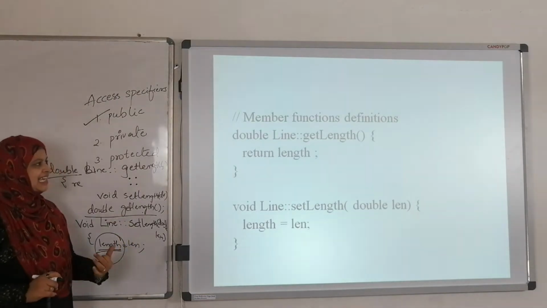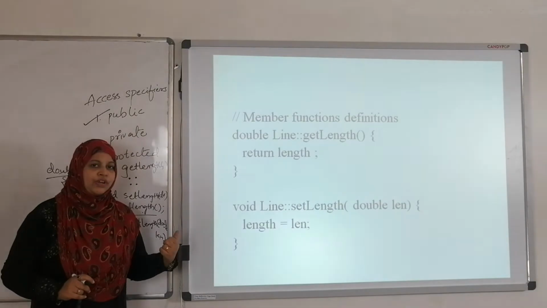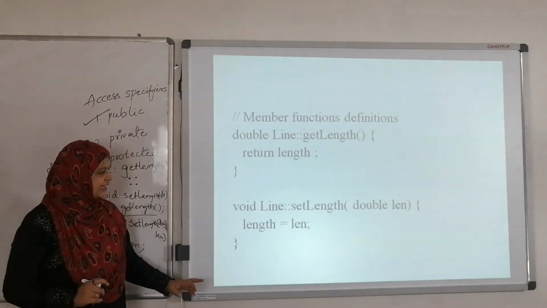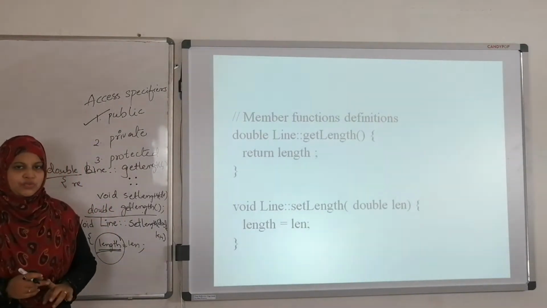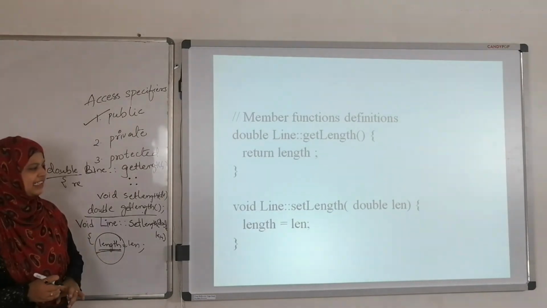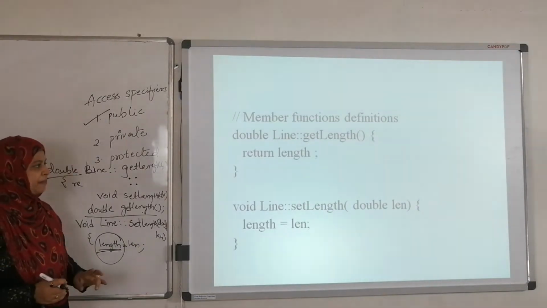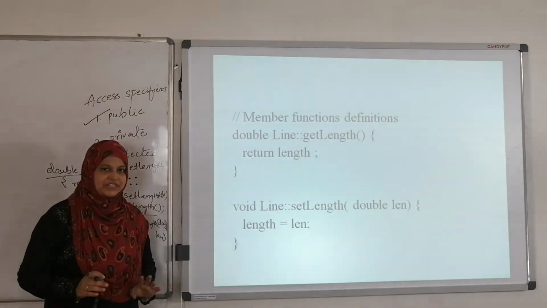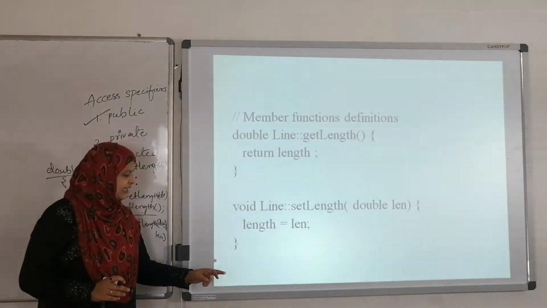Now outside the class we are defining these two functions, the get length function and the set length function. Right, up to here the class is defined. In that class, length is one data member declared in public mode, and the get length and set length functions are also declared in public mode. Then outside the class we are defining these two functions. Up to here clear.